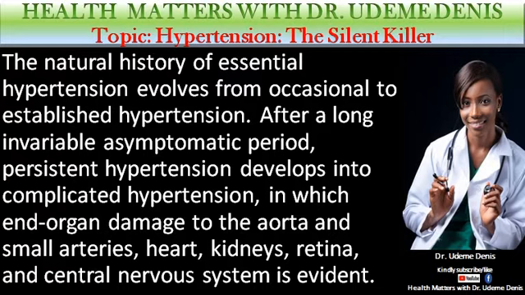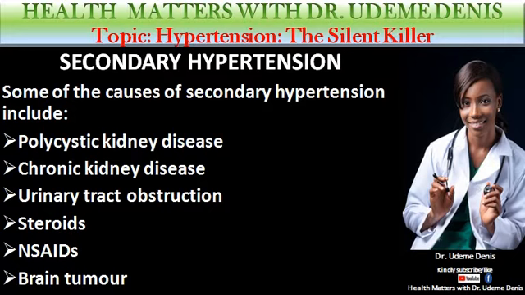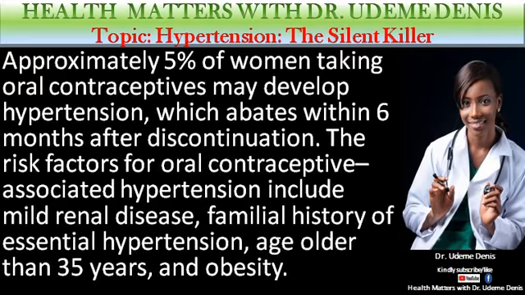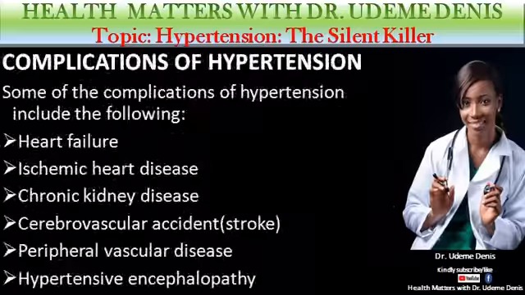The secondary causes of hypertension. Some of the causes of secondary hypertension include polycystic kidney disease, chronic kidney disease, steroid use, brain tumor, alcohol, nicotine, pregnancy-induced hypertension, oral contraceptive use. Approximately 5% of women taking oral contraceptives may develop hypertension, which abates within 6 months after discontinuation. What are the complications of hypertension? Some of the complications of hypertension include heart failure, ischemic heart attack, chronic kidney disease, hypertensive encephalopathy, etc.